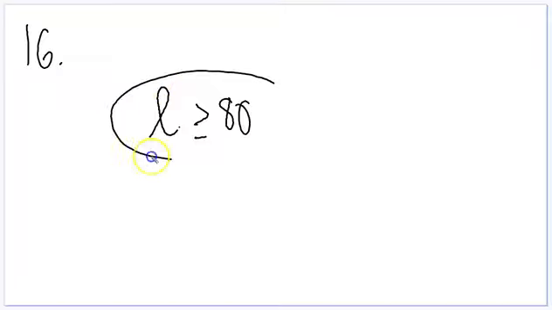The light bulb must be at least 80 watts. So, light bulb is L. L for light bulb. And that is L in cursive. Must be at least 80 watts. At least. So that means it's going to be greater. The very least it can be is 80. Okay? There's your answer. Bada bing, bada boom. Donezo. 17. Let's go.